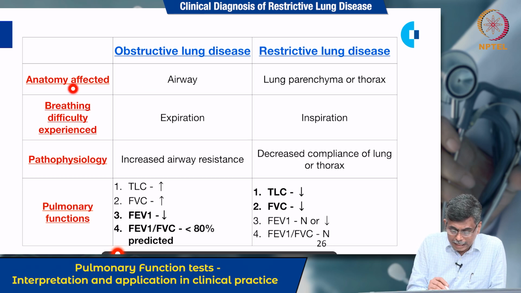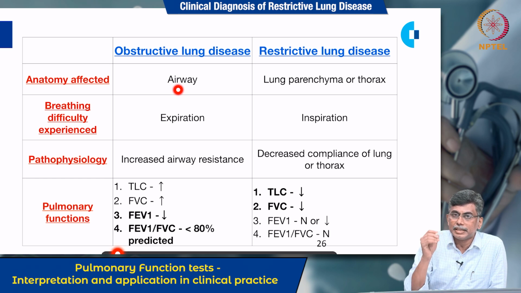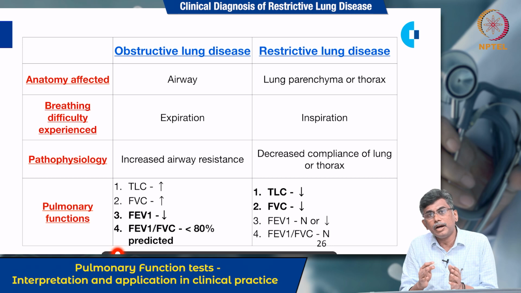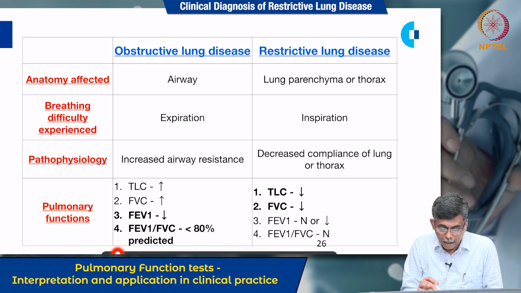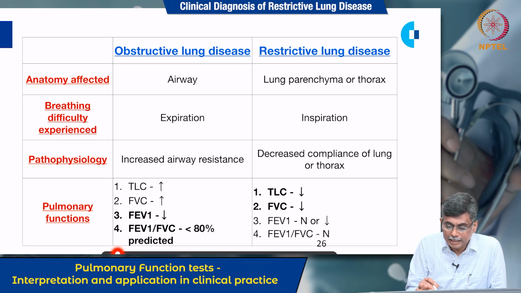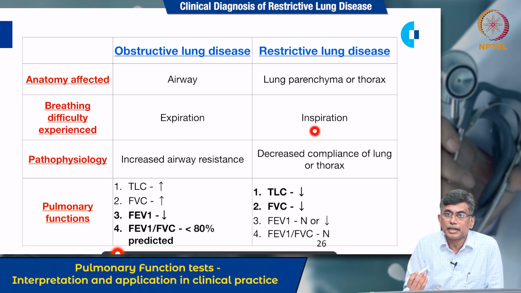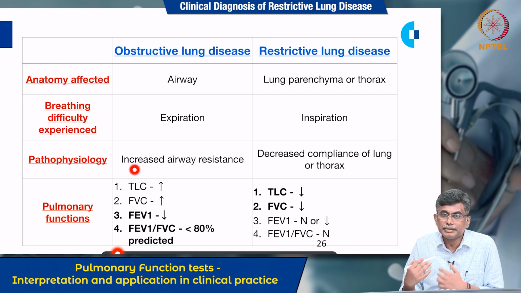In obstructive lung disease, the anatomy involved is the airway. So we saw the trachea dividing into bronchus, bronchioles, and I told you it goes through 22 generations. Till around 16 to 17 generation, it is only the airway. So there the problem is in the airway. In restrictive lung disease, the problem is in the lung parenchyma, or it can be in the thorax or chest wall. The breathing difficulty which is experienced in an obstructive lung disease is during expiration. They can't breathe out the air because of obstruction. Whereas we know in restrictive lung disease the problem is during inspiration.